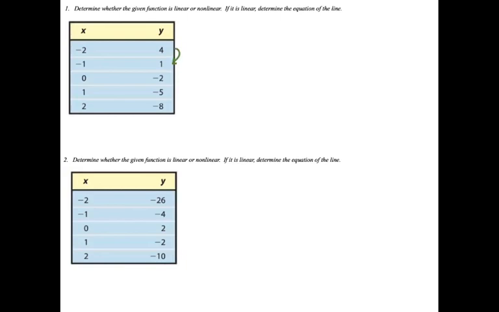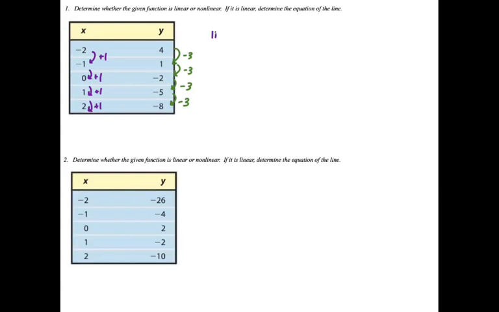So if I'm looking at the changes in y here, from 4 to 1, we're subtracting 3. And then from 1 to -2, we're doing the same thing. -2 to -5, we're also subtracting 3. So all the way down on this first table, we're subtracting 3. The change in y is constant. So let's check the change in x, make sure that that is also constant. From -2 to -1, we're adding 1, again adding 1, adding 1. So looks like the change in y and the change in x is constant. Therefore, we've got a function.